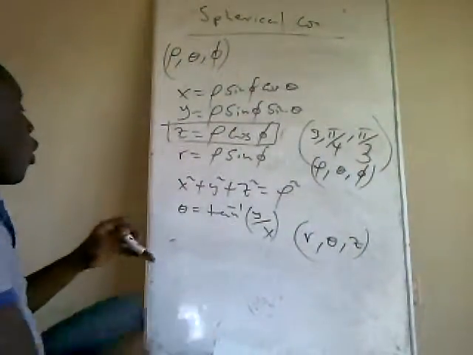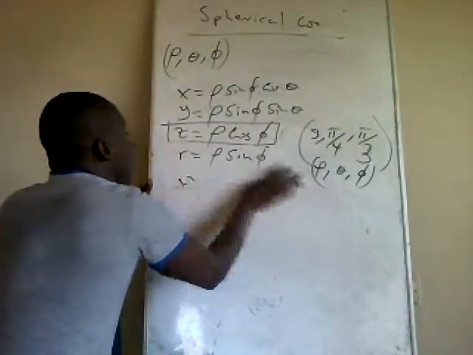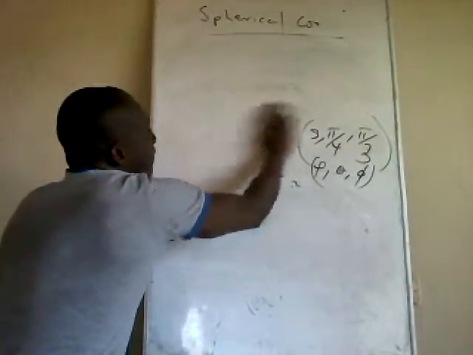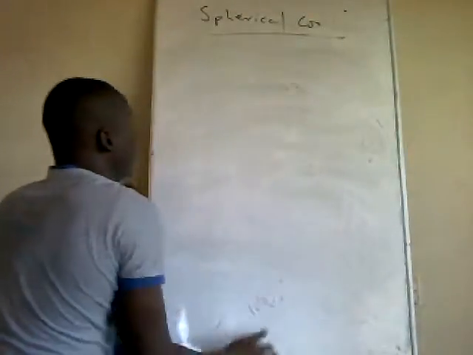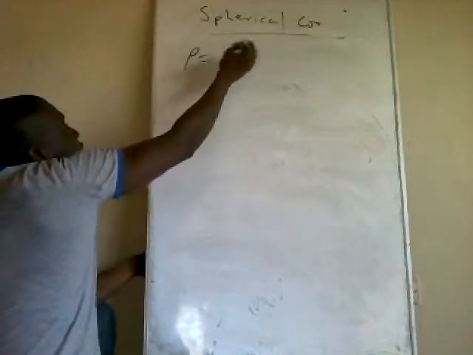Now, we finalize this by looking at some shapes in spherical coordinates. What does it mean to say rho is equal to, let's say, 5?